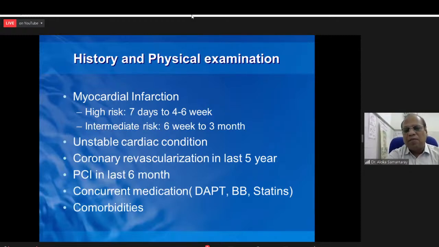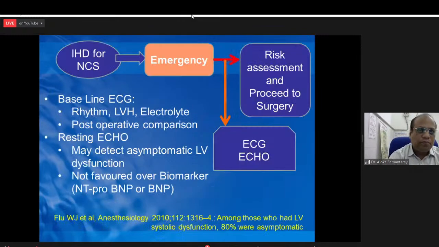Whatever may be the type of surgery, whether it's an emergency surgery, urgent surgery or elective surgery, there is always a little time available to go into a focused history, because there is no substitute for a good history and physical examination. In this type of case, particularly, one should look for recent myocardial infarctions, presence of any unstable cardiac conditions, whether there was any coronary revascularization attempt in the last 5 years, whether the patient had any percutaneous intervention in the form of a stent in the last 6 months, and what current medications the patient is taking, particularly antiplatelet drugs, beta blockers, statins, nitrates, and comorbidities like diabetes mellitus and renal failure, because all these have a major impact in classifying the patient into different strata of risk.